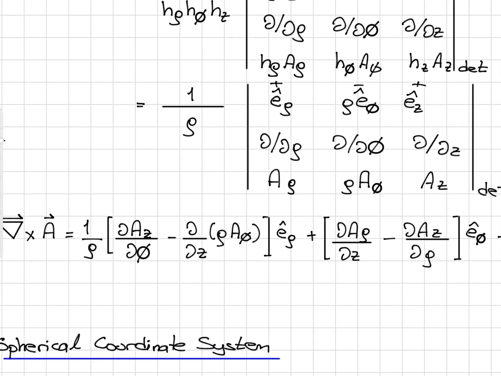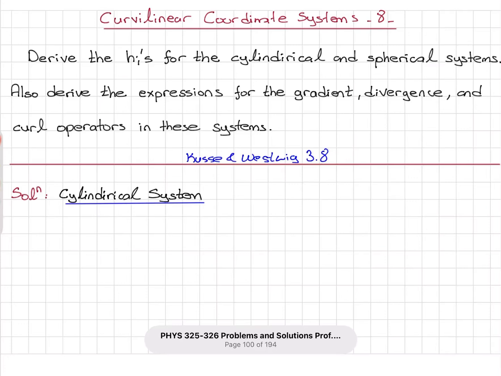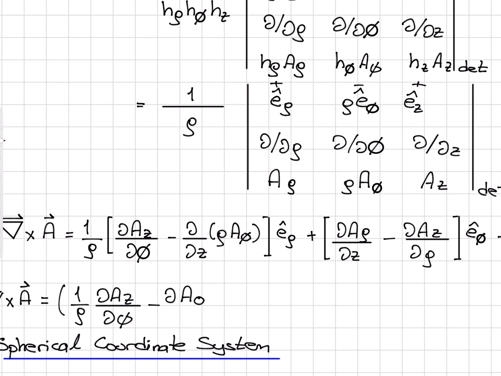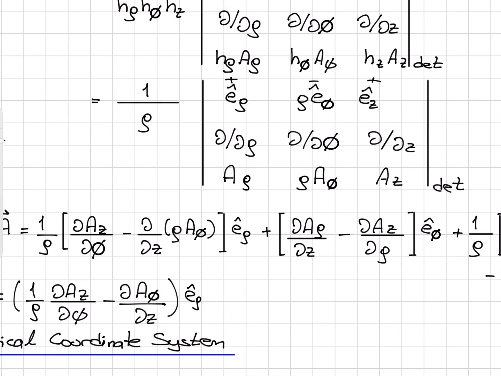Okay, now I notice that here I have a z derivative and rho doesn't have a z derivative, so that will come out. So I can write curl A as 1 over rho del az del phi, because the rhos will cancel here, I'm going to get minus del a phi del z in e rho hat direction. That's the first one. The second term is the same, plus del a rho del z minus del az del rho e phi hat.